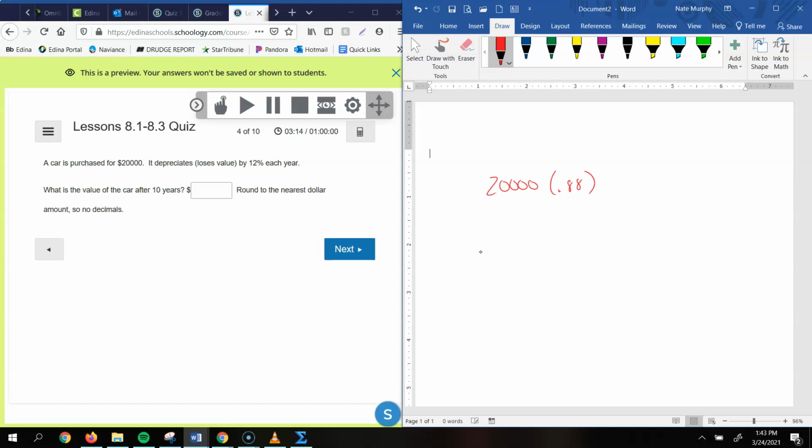So that represents my growth factor. It's depreciating, so it's losing value, so it should be between 0 and 1, which it is. And then we would have, what is the value of the car after 10 years? So then our exponent would be 10. For this one, on your calculator, you take 20,000 times 0.88 to the 10th power. And when you do that, you get $5,570 when you round to the nearest dollar amount.